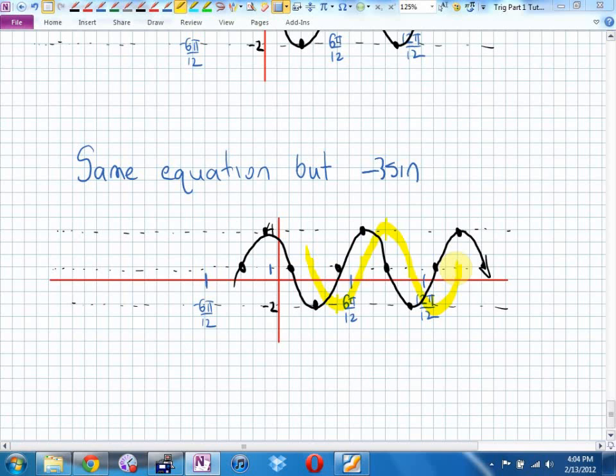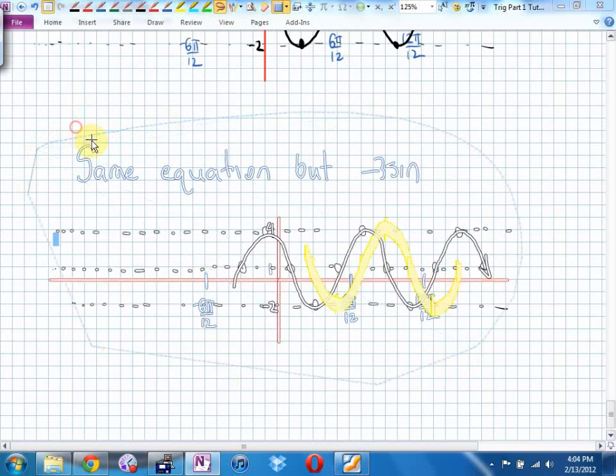Is that okay? Having said that, I'm going to nuke that because that highlighter won't print properly, and kids, when they print it up at home, are going to freak out.